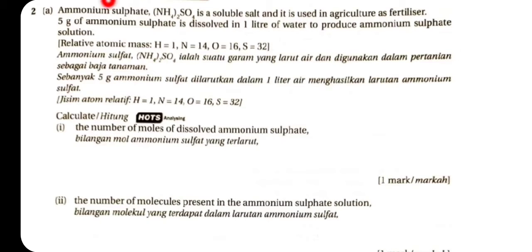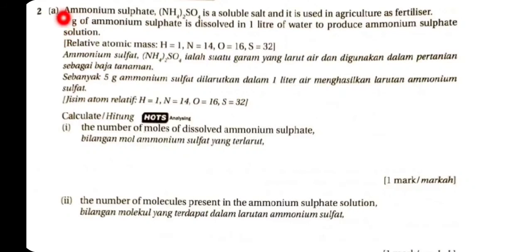Okay. Question number 2. 2A. Ammonium sulfate (NH4)2SO4 is a soluble salt and it is used in agriculture as fertilizer. 5 gram of ammonium sulfate is dissolved in 1 liter of water to produce ammonium sulfate solution. So given the relative atomic mass, okay, the question number 1, calculate the number of moles of dissolved ammonium sulfate. So we want to find the number of moles of dissolved ammonium sulfate given the mass of ammonium sulfate, 5 gram.